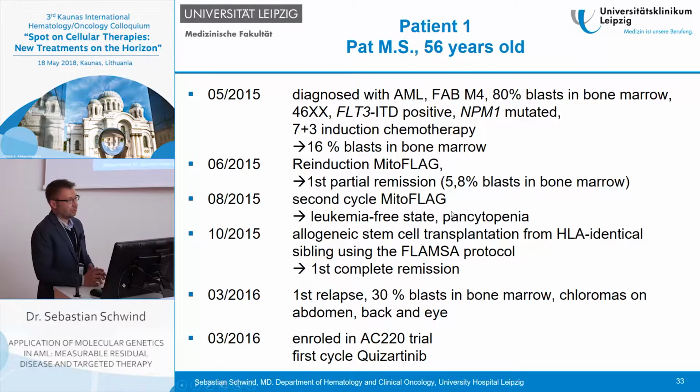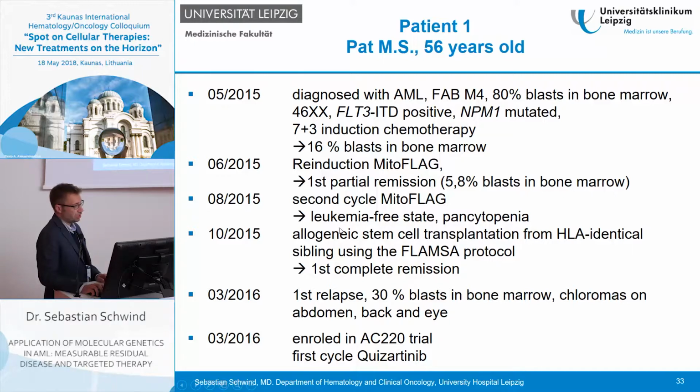So very briefly, I want to give you an example of two patients. Patient number 1 was diagnosed with an AML, 80% blasts in bone marrow, normal karyotype, FLT3-ITD positive, NPM1 mutated. That is not uncommon because those two mutations go together. After first induction therapy, she still had 16% blasts in bone marrow. She got a reinduction with a mitoflag cycle and still had over 5% blasts in bone marrow. So we decided to give her a second mitoflag, from which she recovered with a leukemia-free state and pancytopenia.